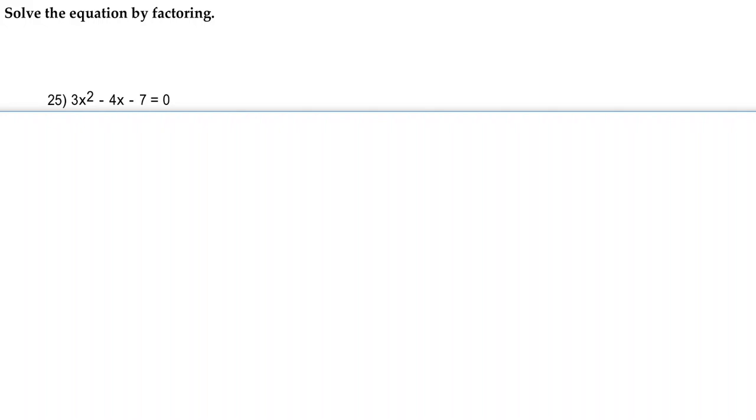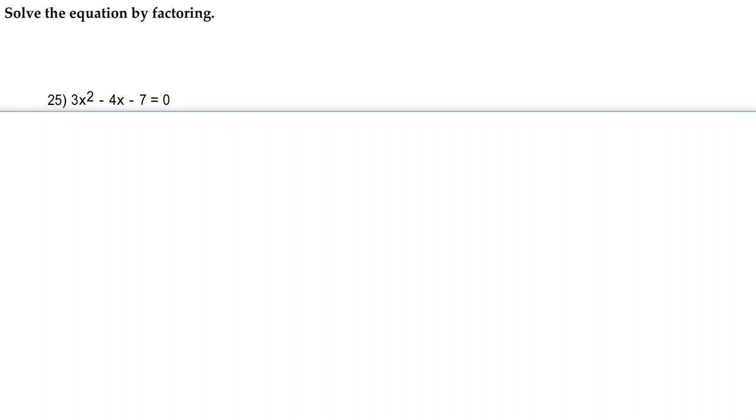Hey guys, for number 25, we're going to solve the equation by factoring. We're going to go over three different methods of factoring. There's an array of different methods you can use, but we're just going to go over three methods that I personally really like, and you can choose whichever method you like as long as you get the right answer. Of course, if the question itself tells you to do it a specific way, then go ahead and do it that way, but here it's open to interpretation, so we can choose whichever way we like.